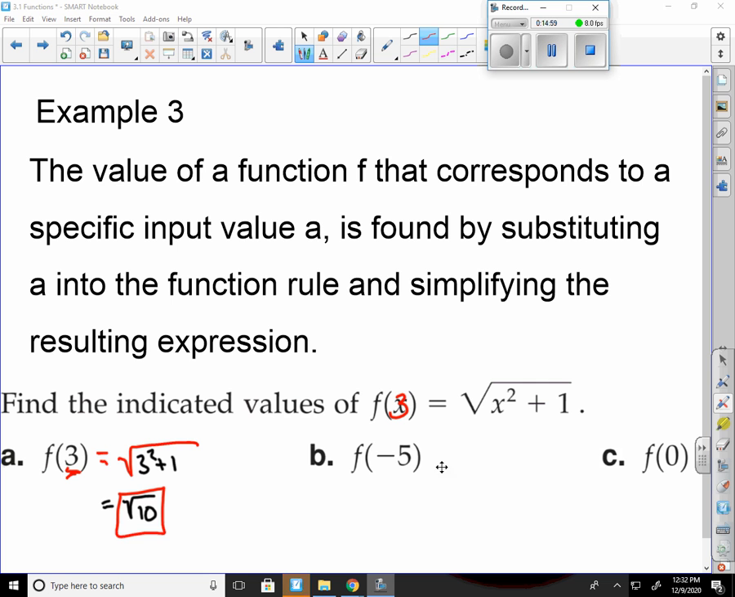Part B, you just put a negative 5 in everywhere you see an x. Square root of negative 5 squared plus 1. Negative 5 squared is 25, plus 1 is 26. This is the square root of 26. Part C, put a 0 in. Square root of 0 plus 1 is 1. Square root of 1, it's just 1. And that's it for the day.